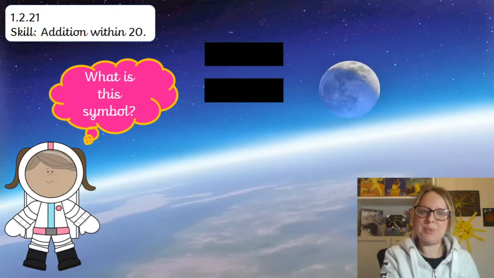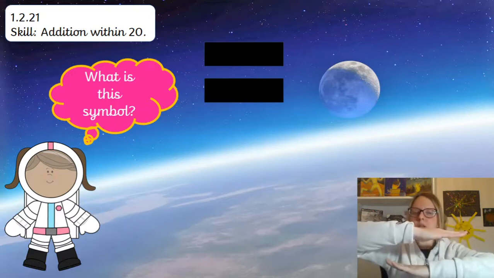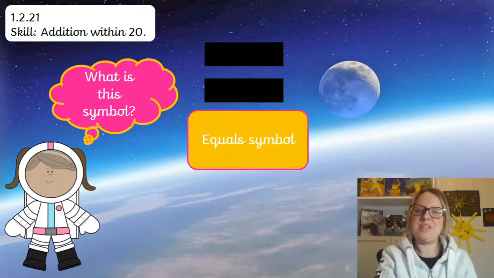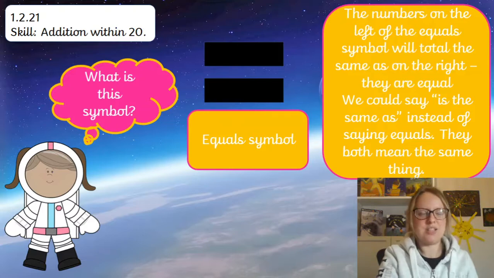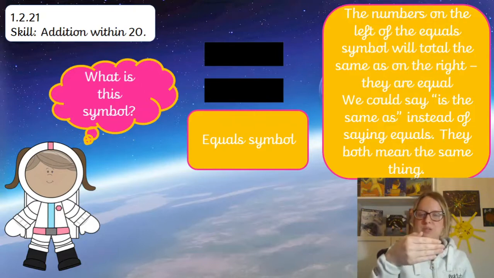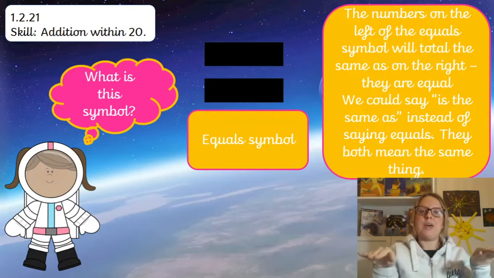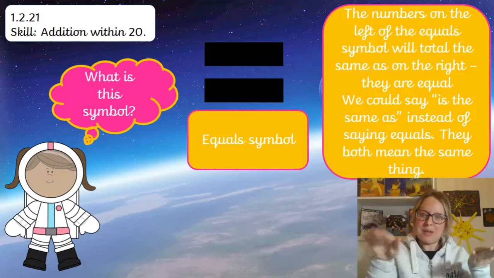So what is this symbol? We do this action, don't we? So it's the equal symbol. The numbers on the left of the equal symbol will total the same as the number on the right. They are equal. We could say is the same as instead of saying equals. They both mean the same thing. So do you remember when we had our weighing scales at school when we were practicing addition, we put our equal symbol in the middle of our scales, and when we put our bears or our Numicon in, it had to level out to make it the same as, or equals.